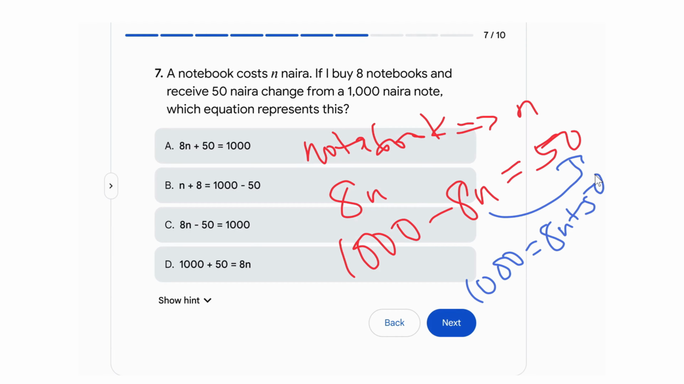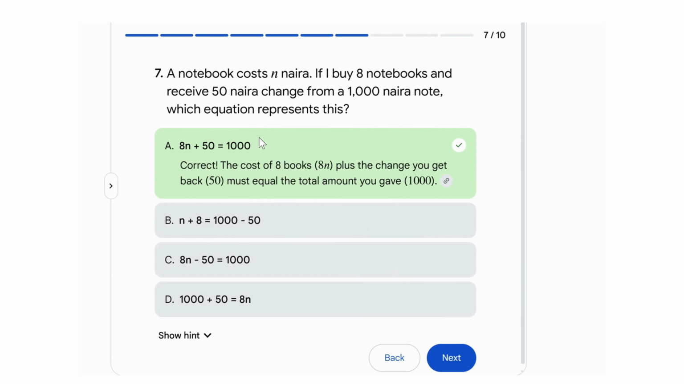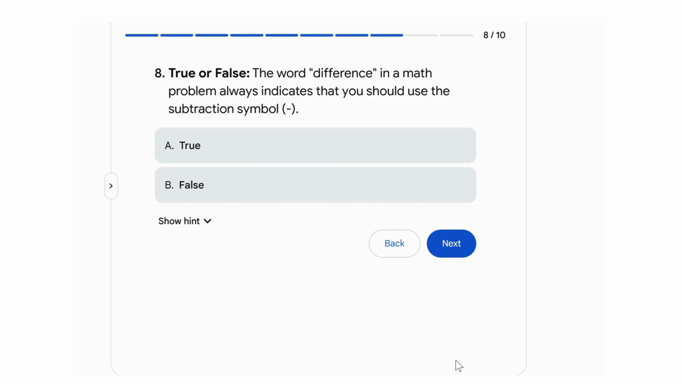Do we have something like that? 8N plus 50 equals 1,000. So it's that one. It's not even so complicated. Correct. The cost of 8 books, 8N, plus the change you get back, 50, must be equal to the total amount you gave. We spent so much time doing something so easy.